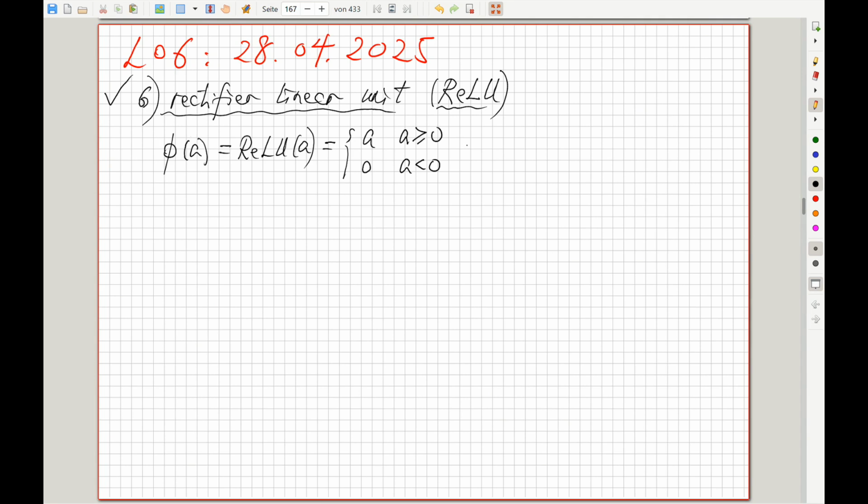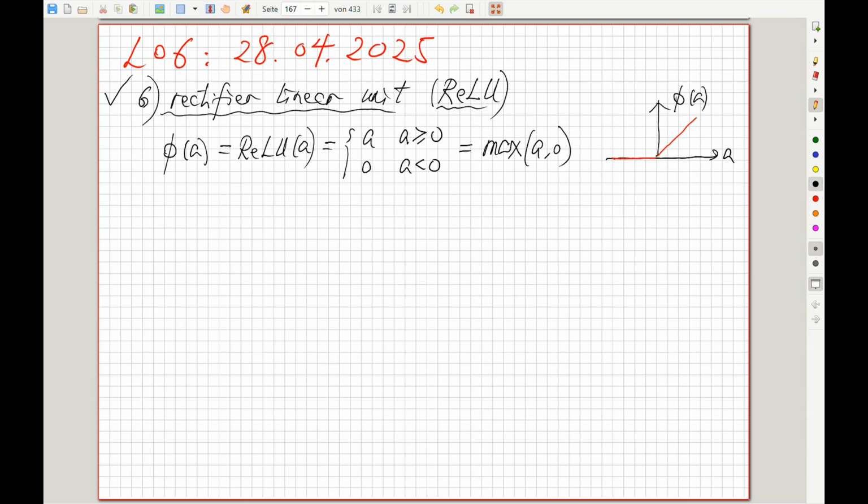Another short notation in publications is mostly the maximum of A and 0. That's the same. When I make a drawing, you see immediately the meaning of this rectifier linear unit, phi of A. If A is positive, then the output is exactly identical to the input. If the input is negative, then the output is always equal to 0. A very simple nonlinear activation function.